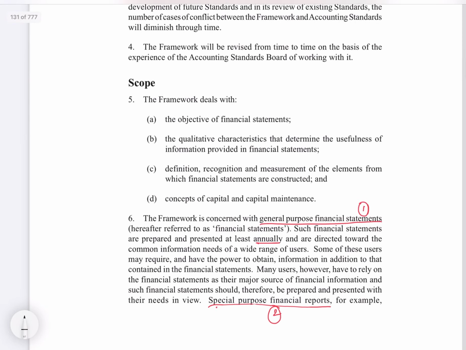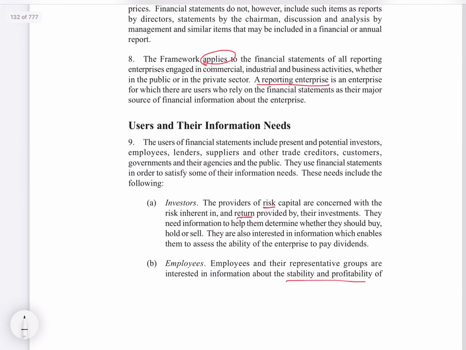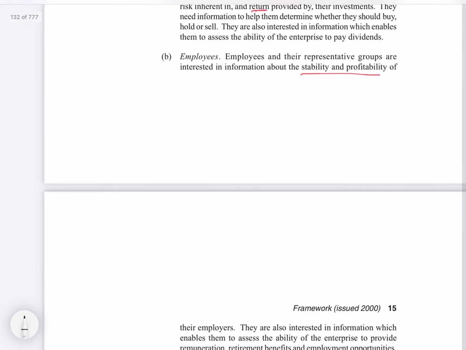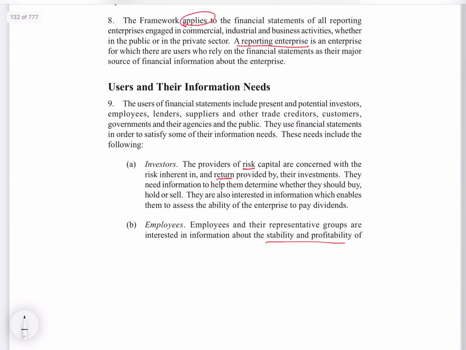So the users, there are different types of users like investors, employees, lenders, suppliers and trade creditors, customers, government and their agencies. So as I said, investors, they want to understand whatever money they have applied, how the business is utilizing it, whether really they are making profits, how much risk and how much return, what is the proportion, what is the relationship between it.